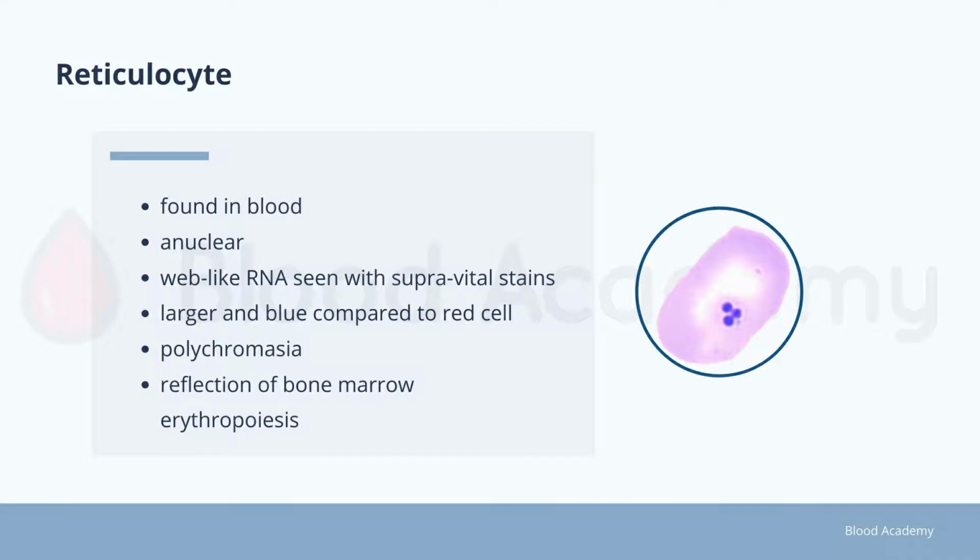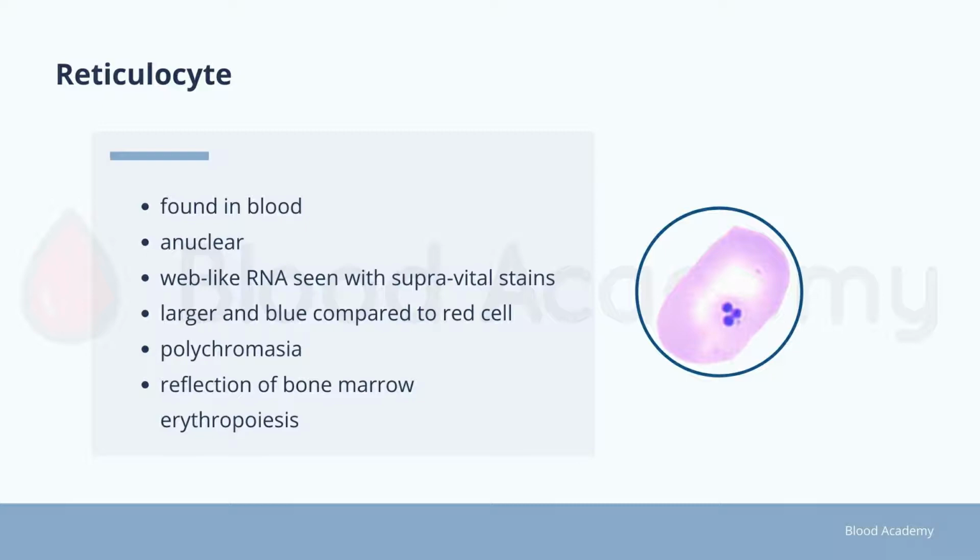In healthy adults and older children, the cells described so far are located only in the bone marrow. The reticulocyte, however, is the first cell to be found in low levels in the blood under normal conditions. It is also the first cell that lacks a nucleus. The name reticulocyte is derived from the reticular or web-like ribosomal RNA seen with supravital stains such as methylene blue. It is larger or more blue than a mature red cell.